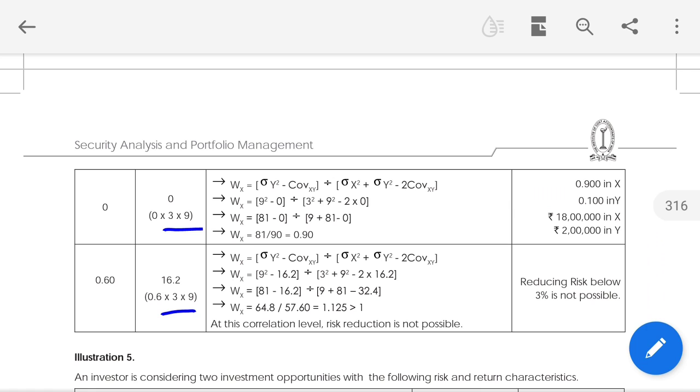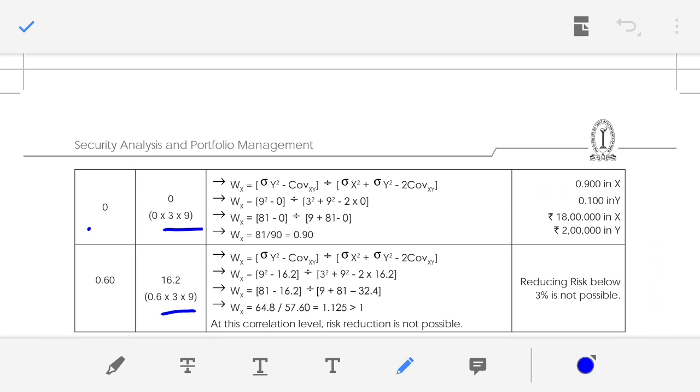Likewise, we need to calculate for the third and fourth scenarios as well, when the correlation is 0 and 0.60. When we substitute values, we will get the percentage of amount to be invested in X. First we subtract the amount invested in X from 20 lakhs, so that we get the amount to be invested in security Y. That is applicable for 0 as well.